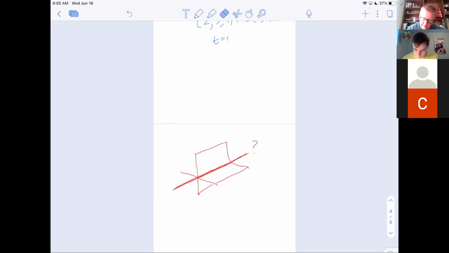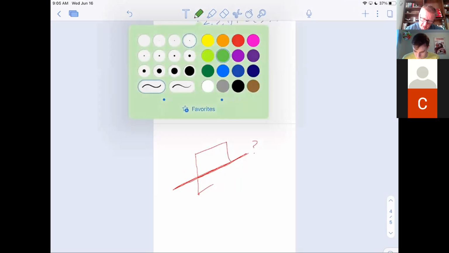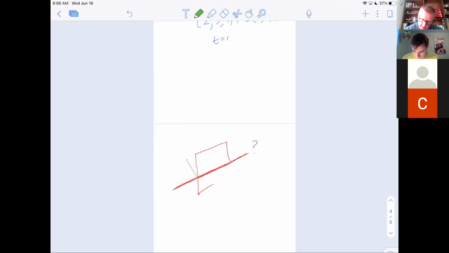Let me draw this slightly different. I'm going to draw them 2 different colors. I'm going to draw this at kind of a wonky angle this time.